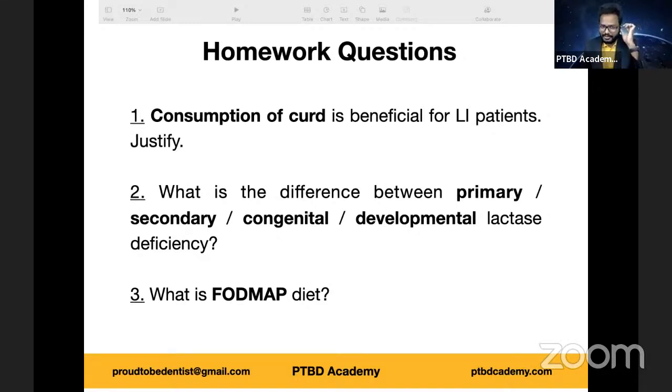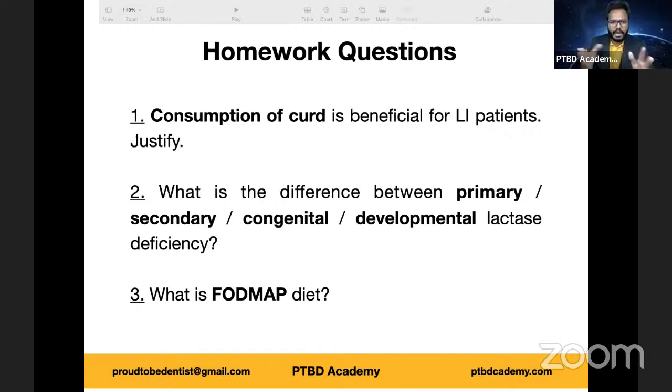So these are the following. By the way, that's not your homework question. These are your homework questions. You have 3 questions. Number one, consumption of curd or yogurt is beneficial for lactose intolerant patients. That's a true statement. Justify. On one hand, we're saying milk and dairy products should be avoided in lactose intolerant patients, but on the other hand, we are telling you here that consumption of curd is beneficial. Justify.